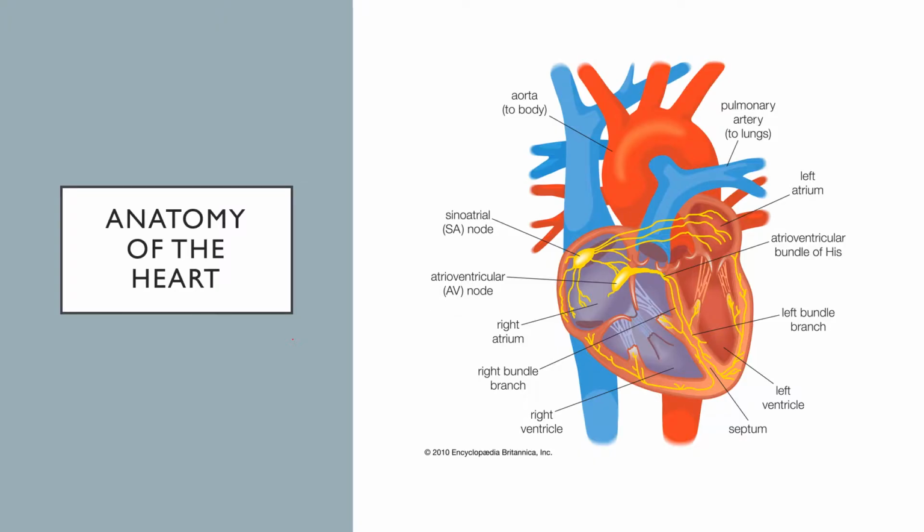Now let's look into the anatomy of the heart. The heart is a hollow muscular organ which is located in the thoracic cavity, and we know our heart has four chambers: the right atrium and the right ventricle, and the left atrium and the left ventricle. The two bottom chambers of the heart are called the ventricles. So we have the right ventricle on this side and the left ventricle on the other side. The left ventricle has a thick muscular wall, but the muscular wall of the right ventricle is thinner than the left one.